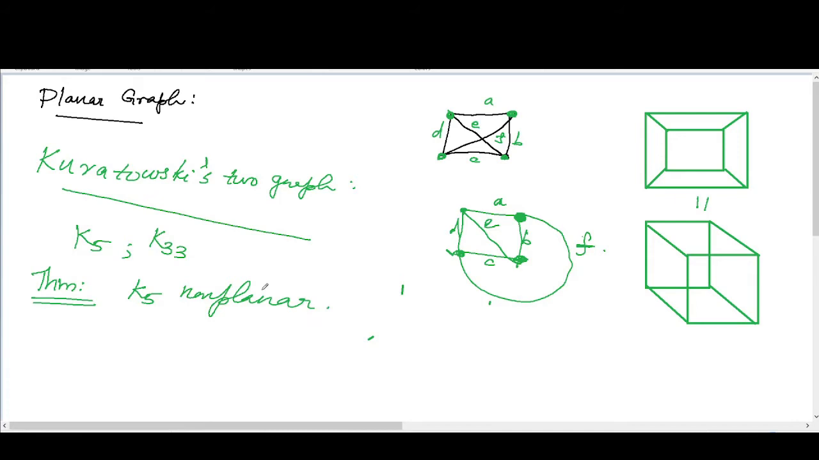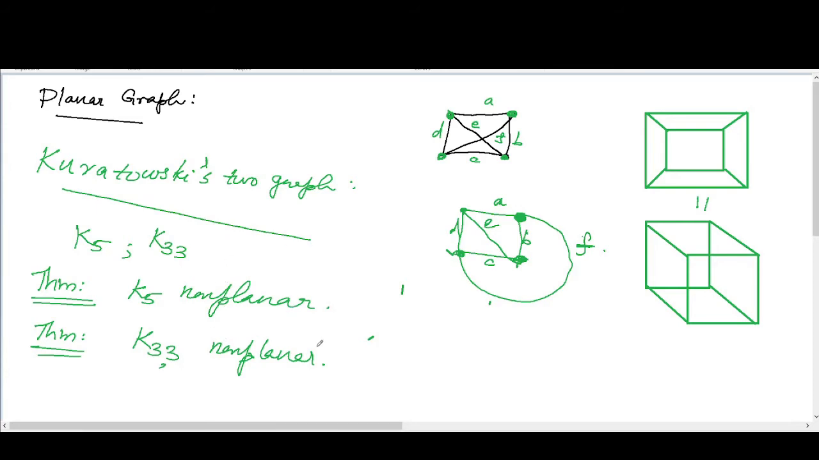K5 is non-planar. The proof is simple. I am not going into the proof now. If you want, you can refer to the textbook. The second theorem is that Kuratowski's second graph K33 is non-planar. This is Kuratowski's second graph K33, that is non-planar. Both the graphs are non-planar. These two theorems are known as Kuratowski's theorems.